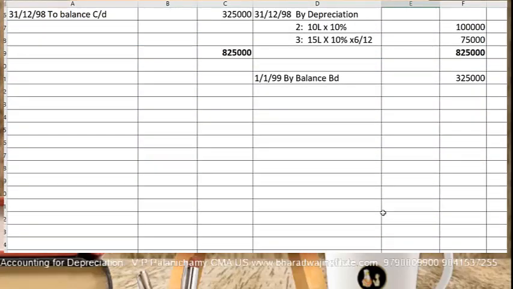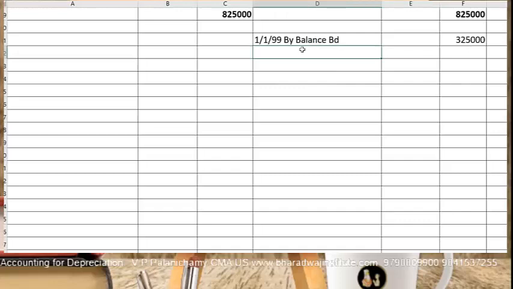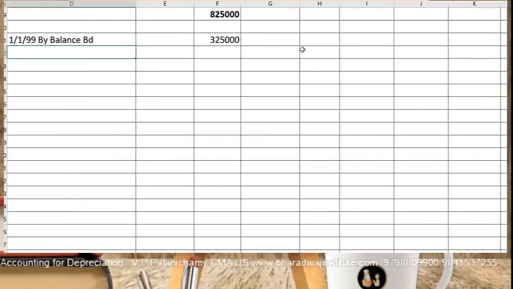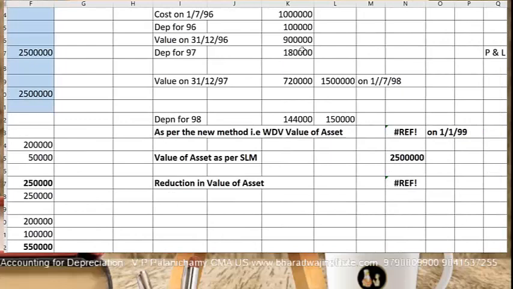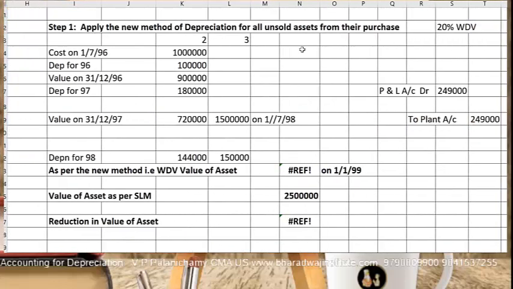So when you come to the provision for depreciation account, here we have to charge the difference in value of the asset. Let us see. This working we have done already in the last class. Apply the new method of depreciation for all the unsold assets from their purchase. That is 20% WDV.